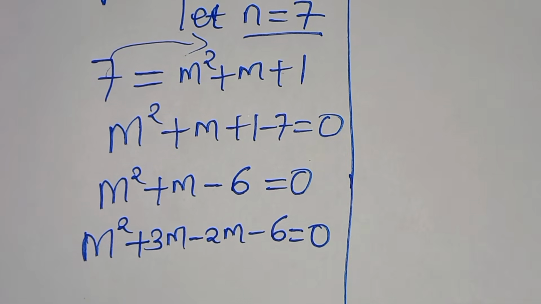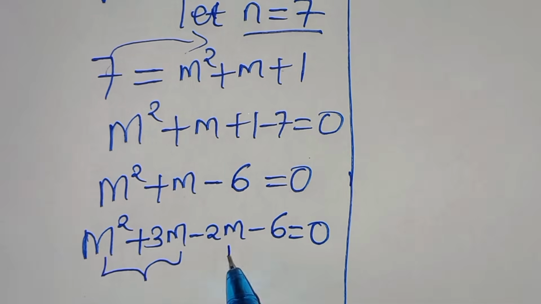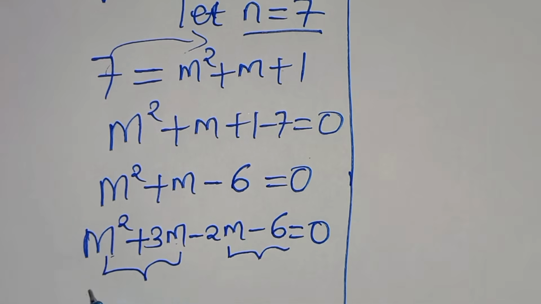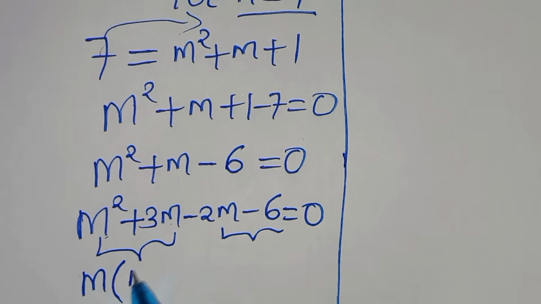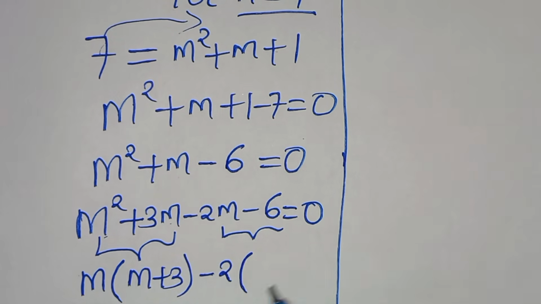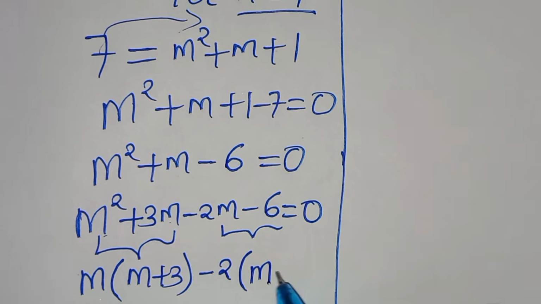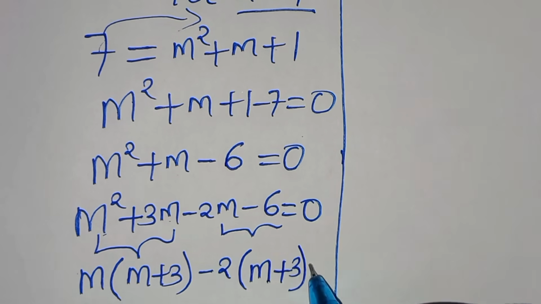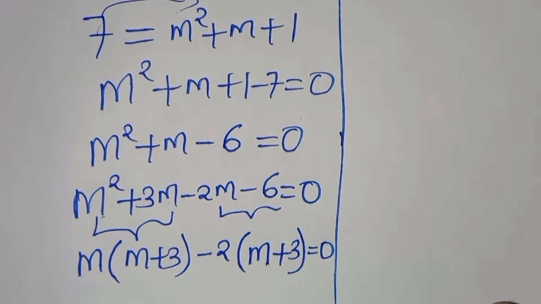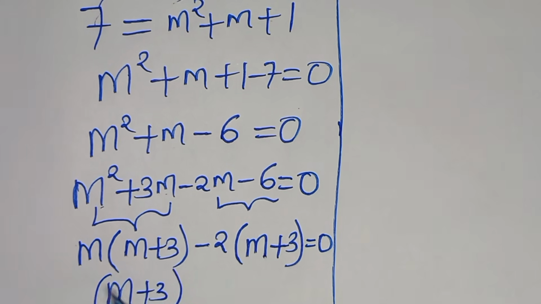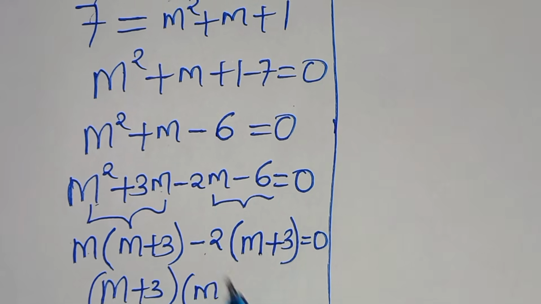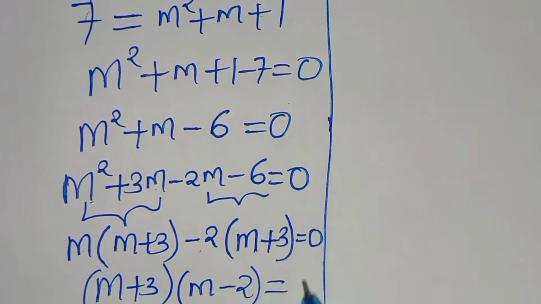So we have got two parts here, so that from the first part m is common, so we factor out m, and this means we have m plus 3 subtract 2 into the parentheses m plus 3. This is equal to 0. So this is to mean that m plus 3 is common here. m plus 3 multiplied by m subtract 2. This is equal to 0.